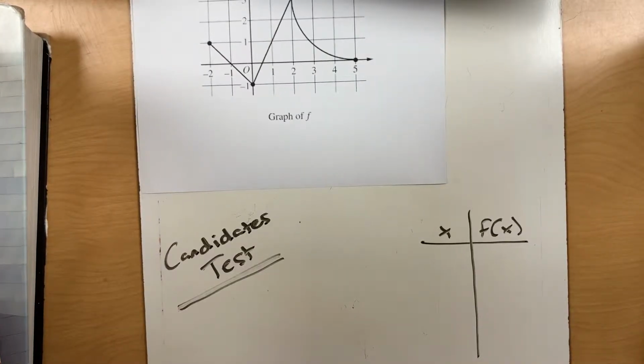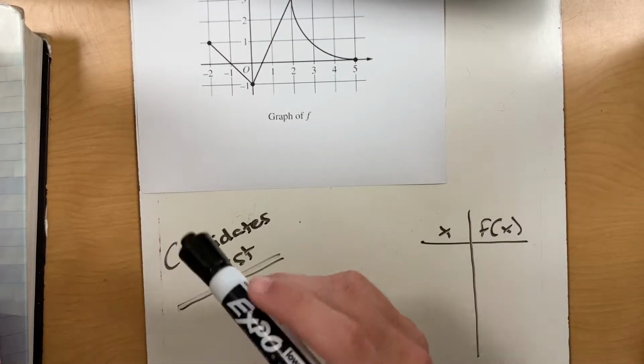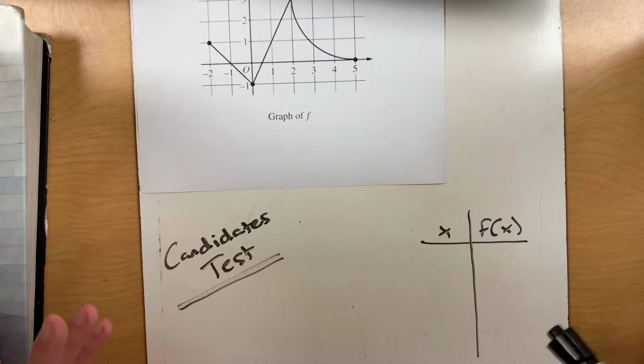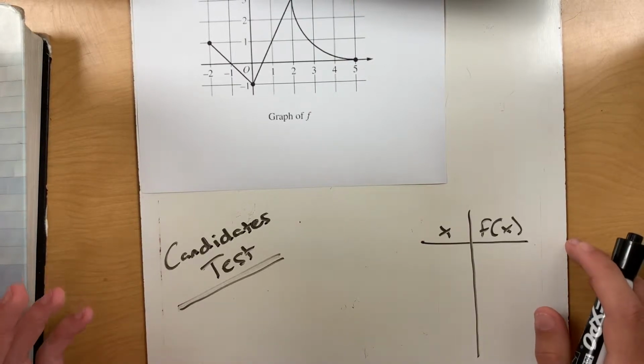For part C, it says the function g is given by g of x equals the integral from -2 to x of f of t dt. And it's basically asking to find the absolute maximum value of g on the interval from -2 to 5. So the first step in finding this out is we're going to have to recognize that this is a candidates test. And basically that means we're going to have to find the critical points and the endpoints.